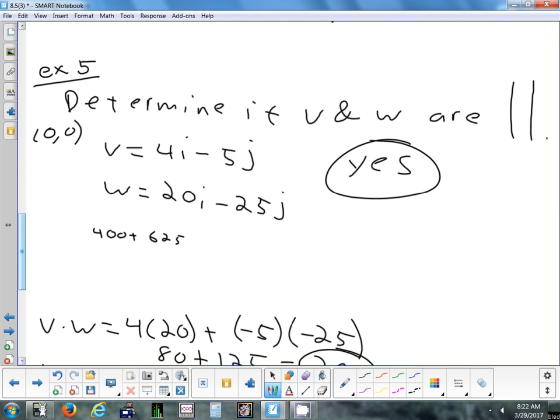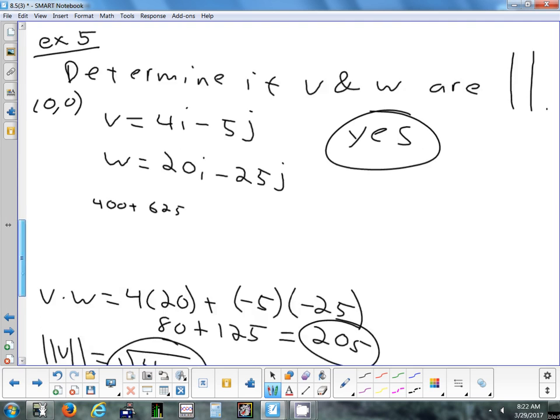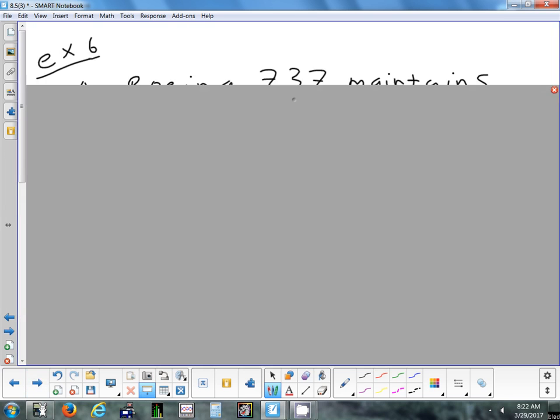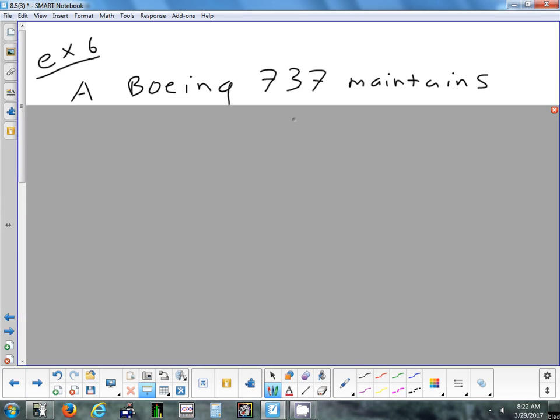So any questions on that? All right. So as far as the perpendicular parallel, that's it. That's the only other thing that was new.